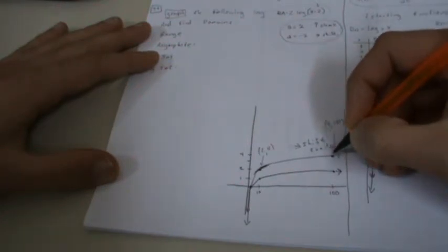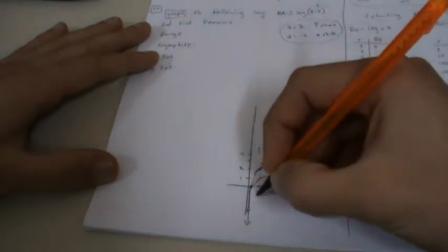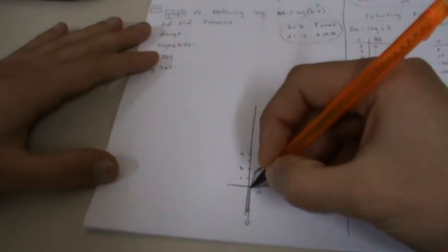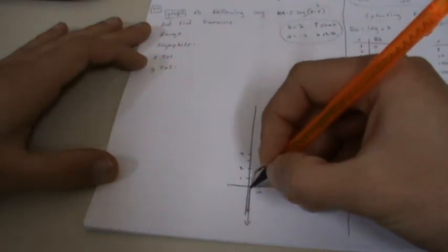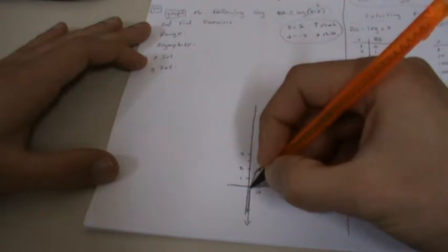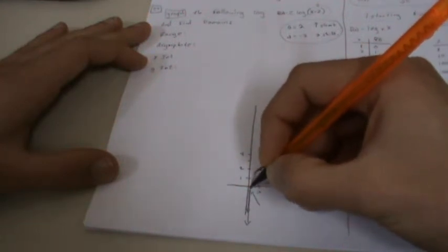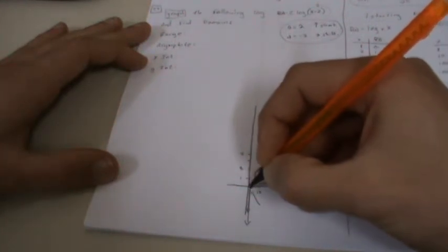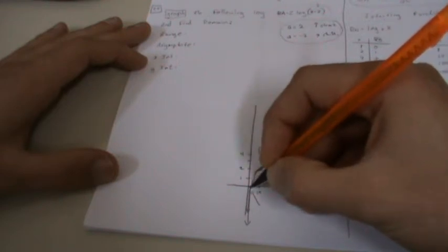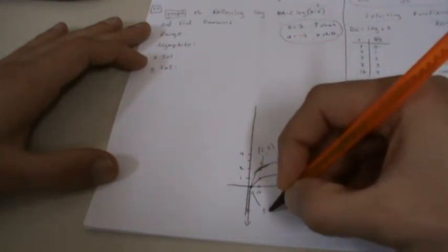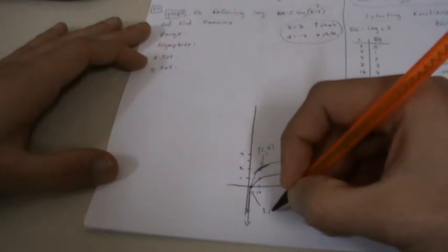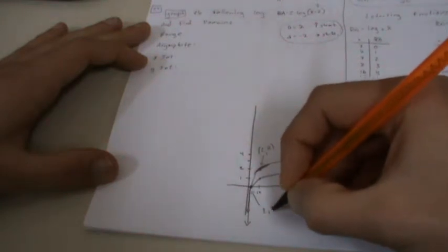Okay, this dot right here, remember it was at 1, 0, that's correct. And so now it's at 2, 0.